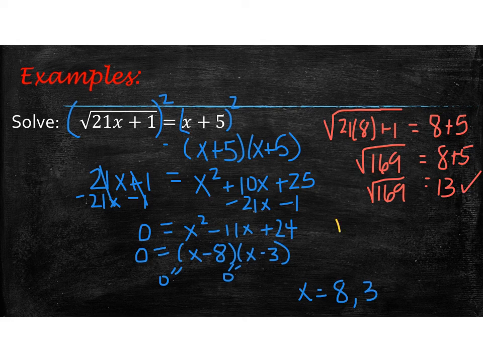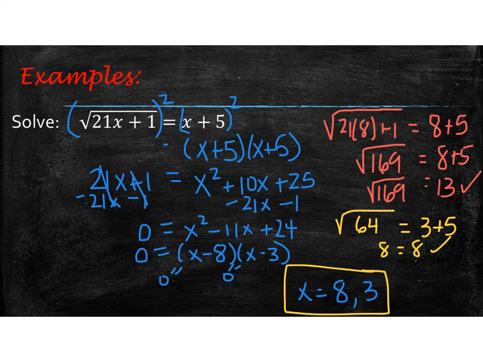Now let's check 3. If I plug in a 3, I'm going to have 21 times 3, which I'm going to go ahead and multiply out. That would be 63, and 63 plus 1 is 64. Does that equal 3 plus 5? And so the square root of 64 is 8, and that does give me 8. So both of these are good answers.